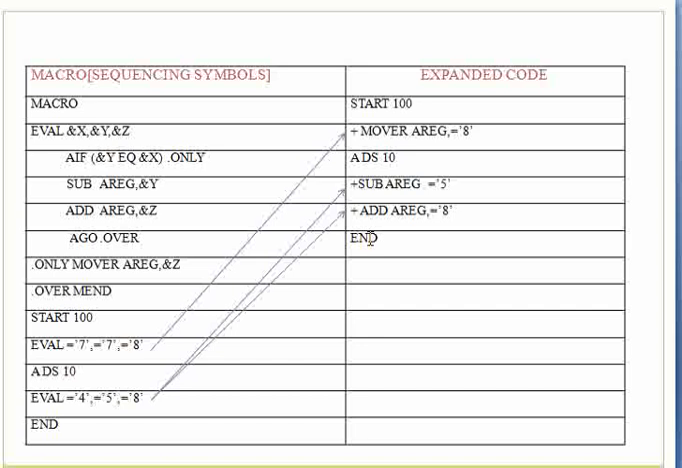So these are some of the advanced macro facilities that are used. AIF, AGO and sequencing symbols are basically used for conditional expansion. That is, if I want certain lines to not be visited at all in our macro, then I can do so using these statements called AIF and AGO.